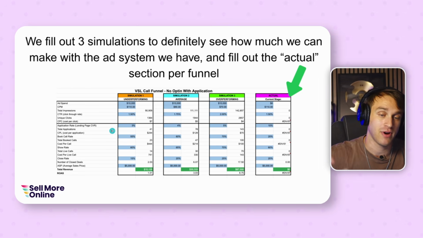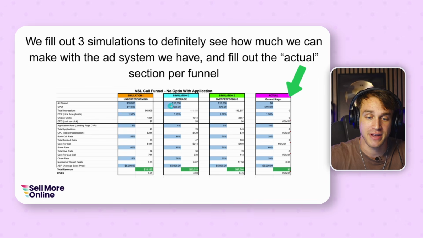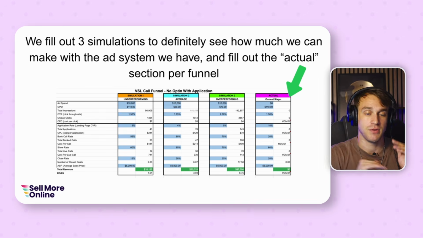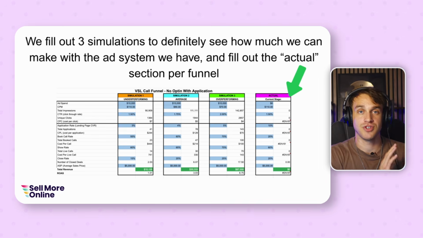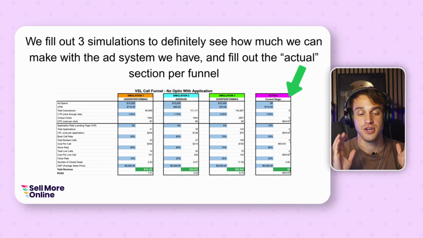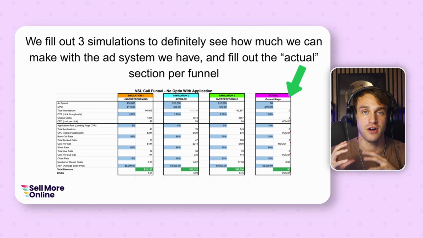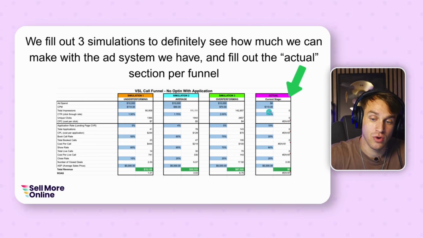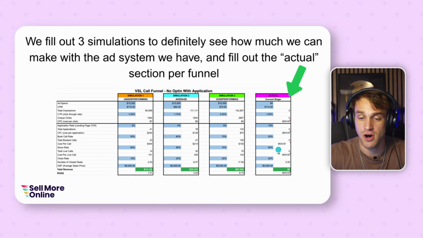So basically what we do beforehand, right, we make these underperforming, average, and overperforming scenarios. So you basically know what the lower range of the results should be versus the upper range of the results, and the average range of the results should be with this funnel type and our current ad spend and the offer price and everything like that. And then what we do when we're running the ads is we just fill this out on a weekly basis, this actual, and match it up with a certain stage. And basically with all these stats filled out, we can spot our bottleneck.